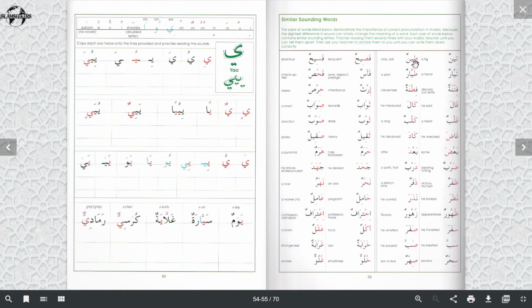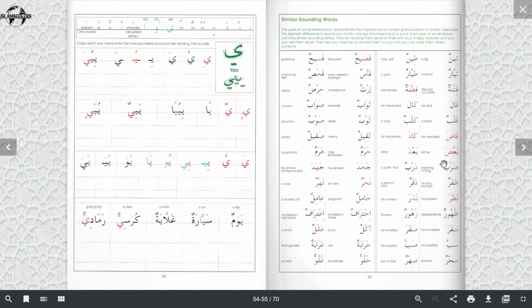Tinon. A fig. Tinon. Clay or soil. Tayyarun. A trend. Tayyarun. A pilot. Fitnatun. Discord or civil strife. Fitnatun. Cleverness. Qala. He said. Kala. He measured. Qalbun. A heart. Kalbun. A dog. Qada. Erect. Kada. He deceived.